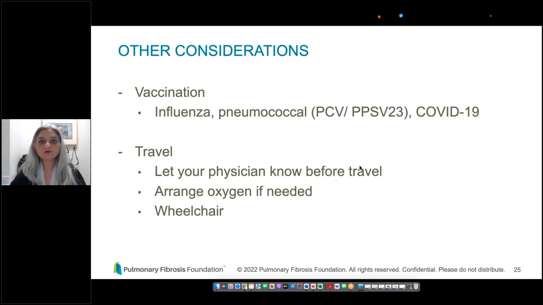And then if you're going through airports and have those long distances, it's always a good idea to arrange for a wheelchair so you don't get exhausted before you get to your destination.